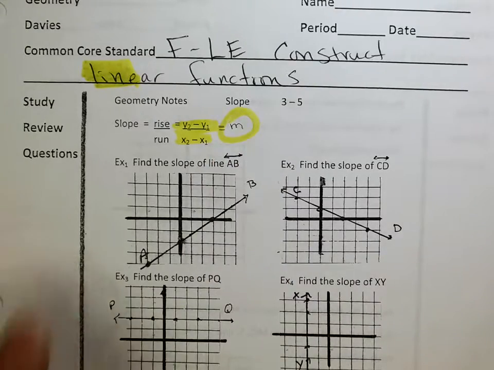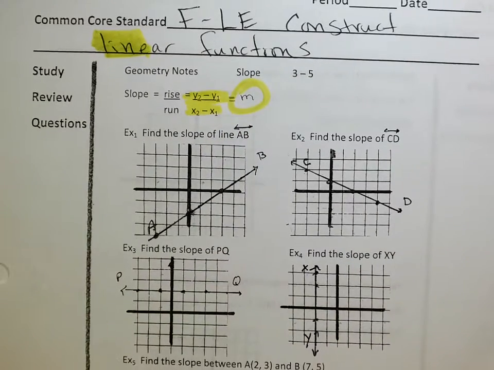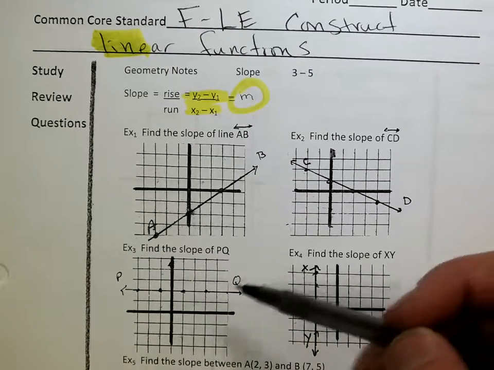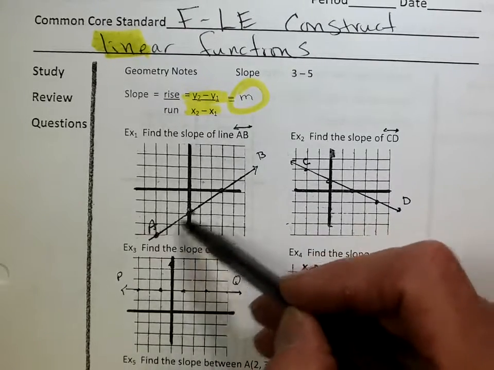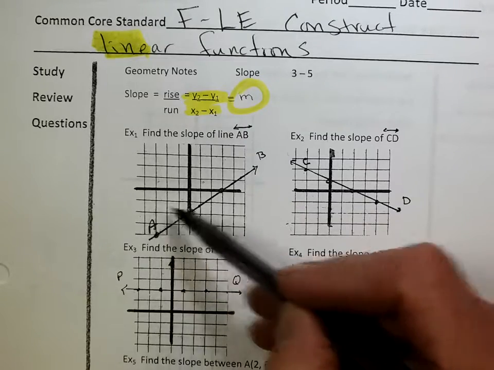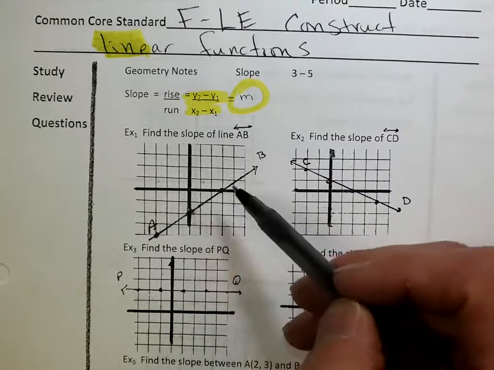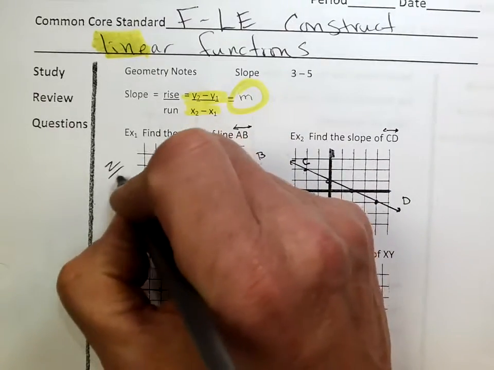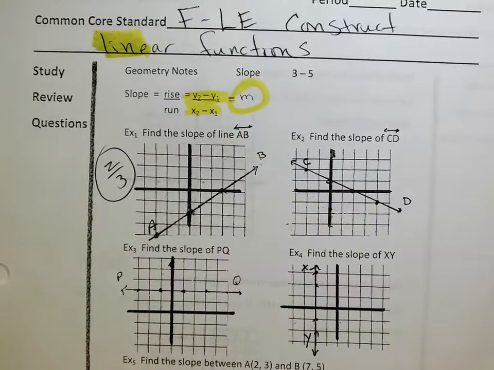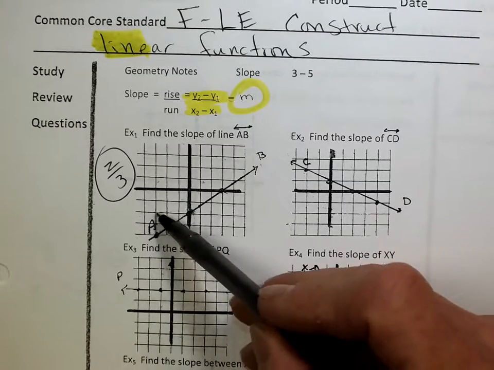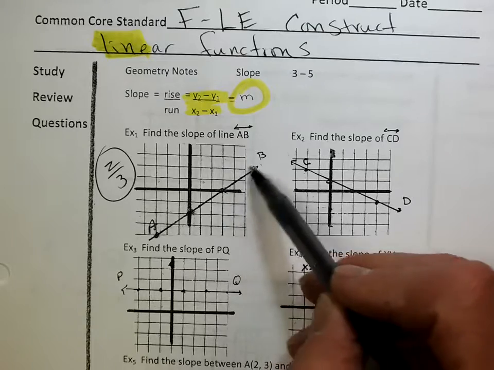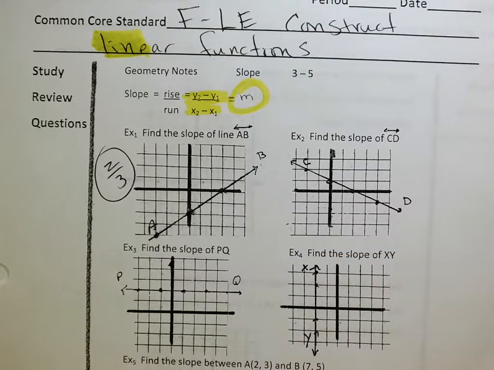Okay, so number 1, easy. Find the slope. Well, let's just walk it. From here to here, I'm going to go up 2 over 3. The slope of this line is just up 2 over 3. It's that easy. We go from point to point, up 2 over 3. So the slope is just 2/3. It's a fraction, all right?